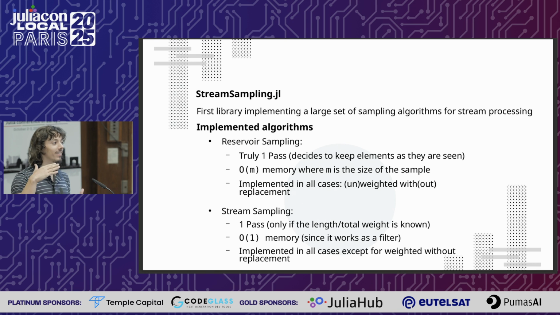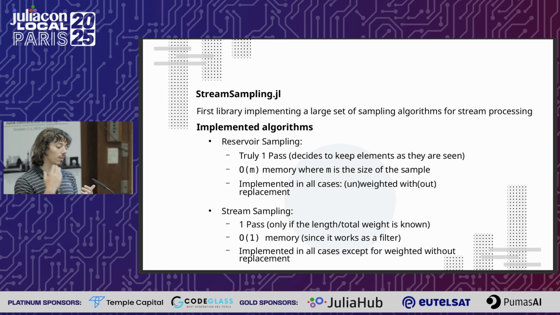The first one, the reservoir methods, are truly one pass. You just iterate on your stream and keep elements if they are decided to be sampled. The memory required is the size of the sample, and I implemented them in all cases. There are algorithms for unweighted, weighted, with and without replacement.